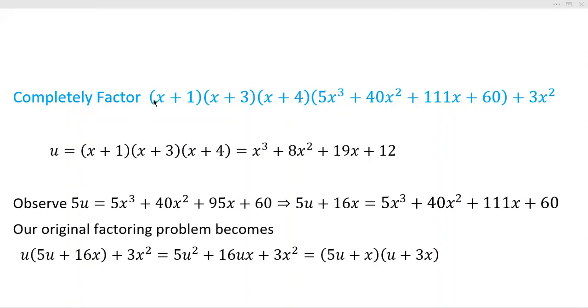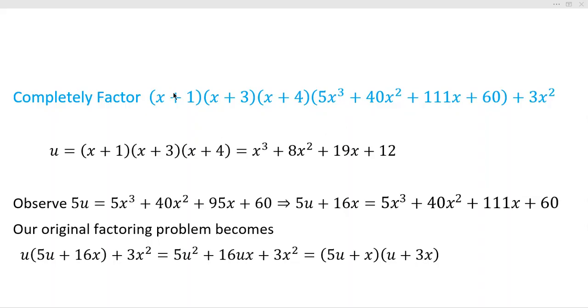We do this factored expression, x+1, x+3, x+4. I didn't show the work, but that ends up being x cubed plus 8x squared plus 19x plus 12. Now notice that 5 times this substitution, just like I said earlier, almost gives you this right-hand side, or this piece right here. So right here, you get 5x cubed, 40x squared. Now here's the clinker right here, 95x. This says 111x, but we can remedy that just by adding 16x right here. Okay, so that's kind of good news.